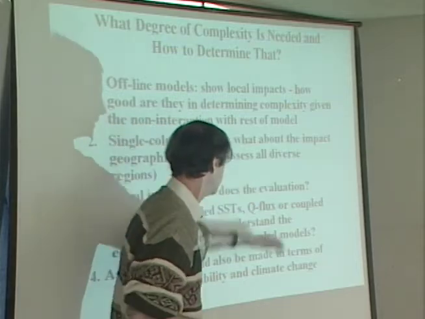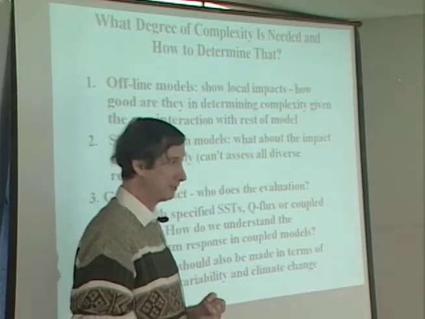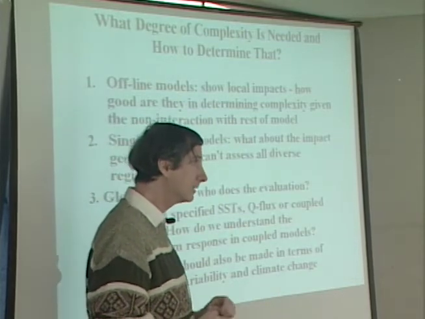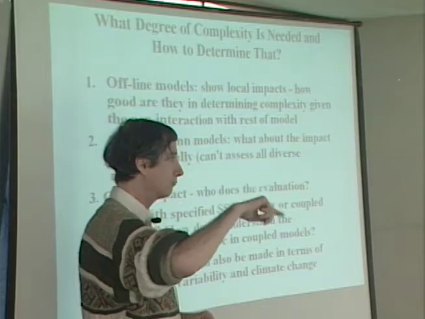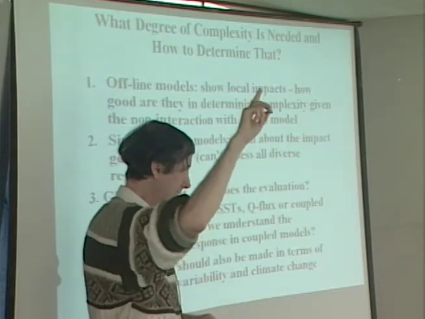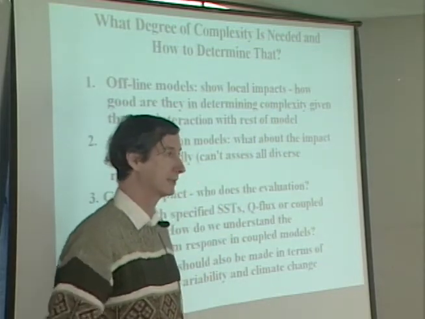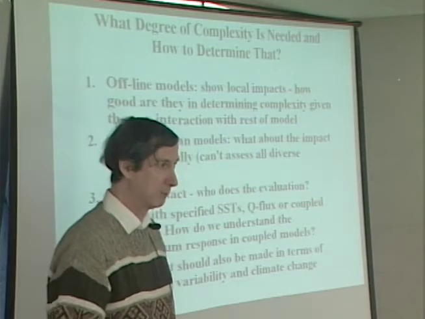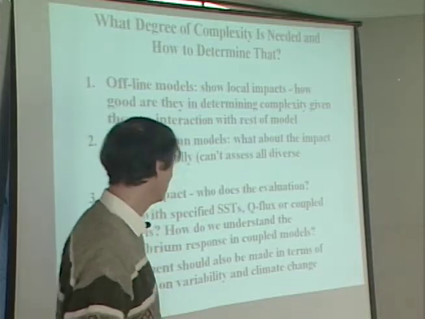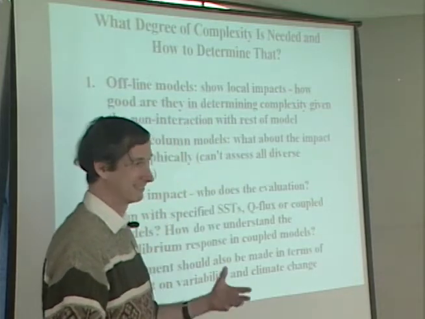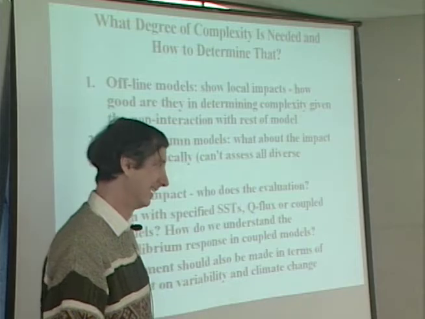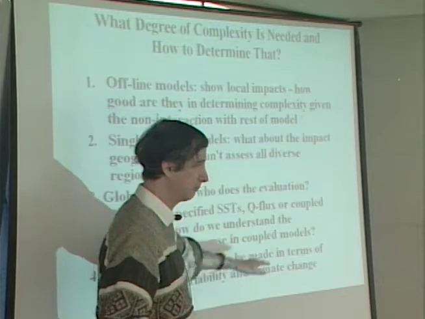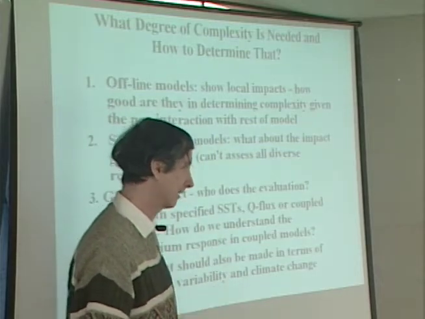Who does the evaluation is a human issue, because, for example, if Tony Del Genio is putting in a convection scheme, and he says, you know, this convection scheme matches the heating profile in the GATE observations in the North Atlantic better. And Jim Hansen looks at it and says, with all that added complexity, it didn't change the climate sensitivity one iota. We don't need all that complexity. So who does the evaluation? Is it the person who put it in, or somebody else? And that is an issue. And of course, assessment should be made in terms of impact on variability and climate change rather than just climatology.